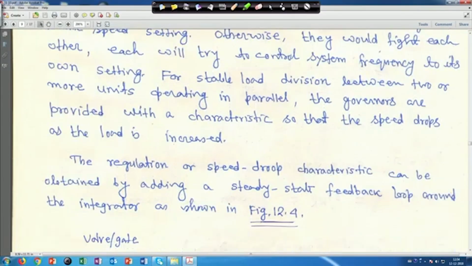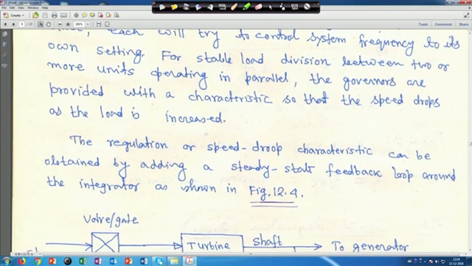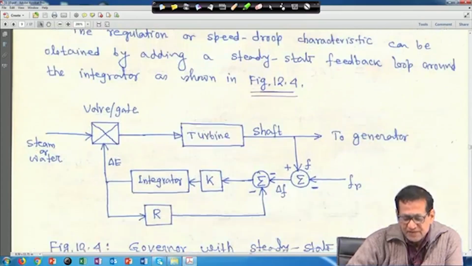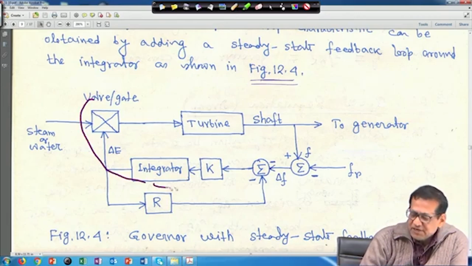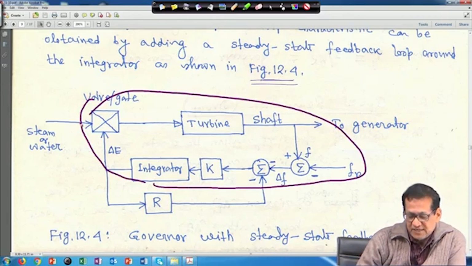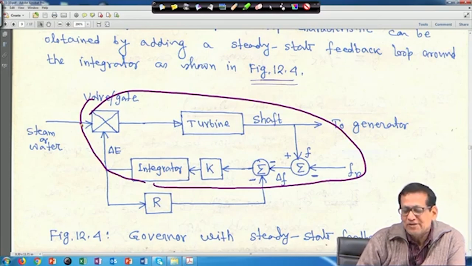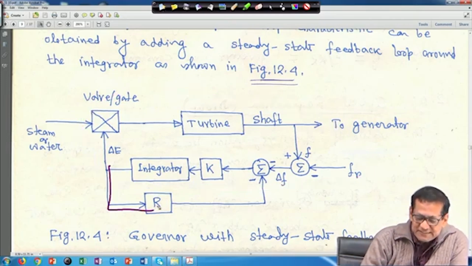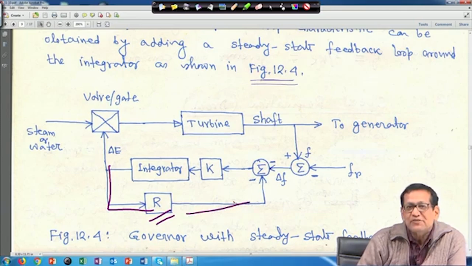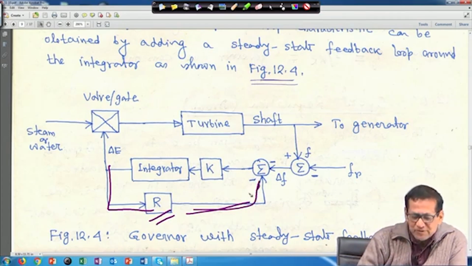The regulation or speed droop characteristic can be obtained by adding a steady state feedback loop around the integrator, as shown in figure 4. Earlier, for the isochronous governor, everything was there, this part was there. But to make this, you have to add a steady state feedback loop around the integrator. That means this feedback is taken, and this R is sometimes called the speed droop parameter or regulation parameter, and this feedback is given here. So, that means the whole governor portion is this much.